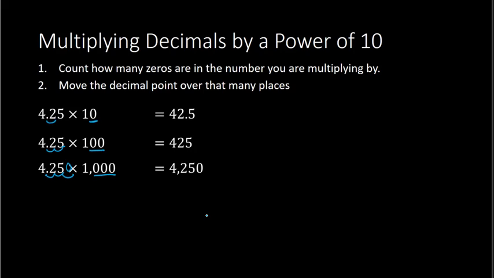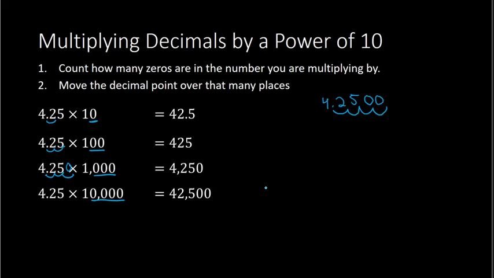Now we can keep this going. If you multiply by 10,000, we now have 4 zeros after the 1, so the decimal point moves over 4 places. I'm going to do it up here to give a little more room. Move it over 4 places. 1, 2. Now we need 2 more places to the right. So 1, 2 more, and I need to add zeros to move it over 2 more places. So my answer would now be 42,500.